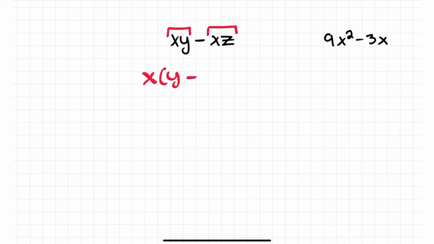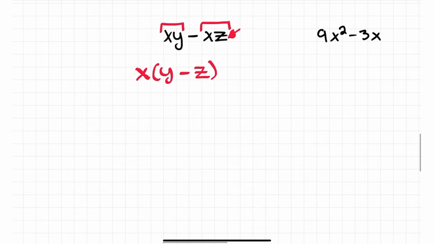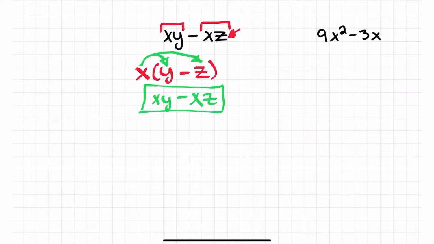So we bring down the minus, and then x times what will give me xz? A plain z. So this is it. In order to prove that I'm correct, we are just going to distribute that same x and work it out. x times y gives us xy, minus x times z gives us xz. And this is correct because this is our answer, and we just proved it here in green.